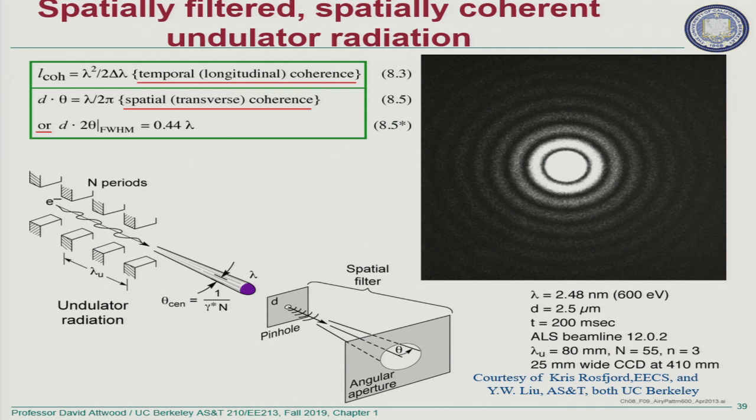So this is showing a little bit about how you can achieve more coherence. This light is already somewhat coherent, but if you want, you can further increase the coherence with a pinhole, so a spatial filter, which is a pinhole and an aperture.